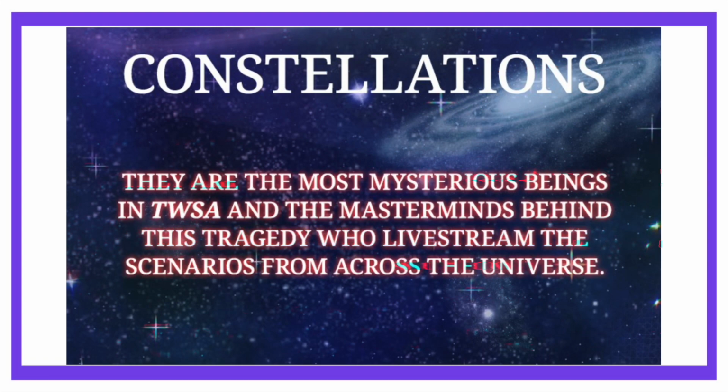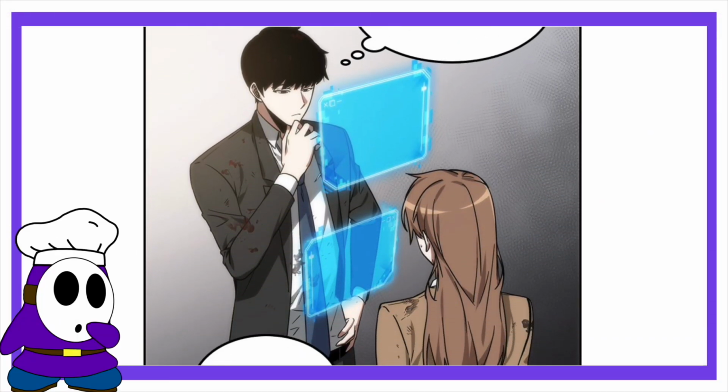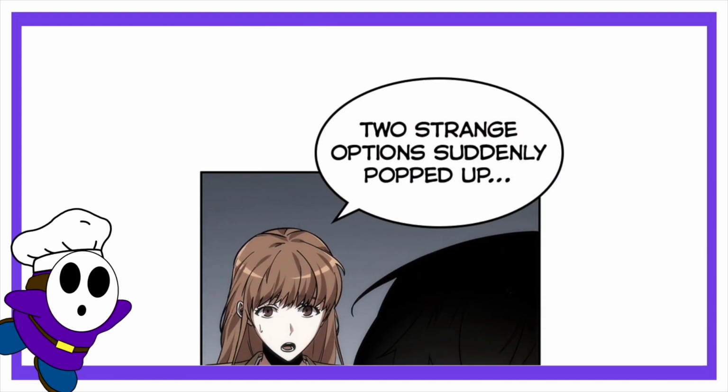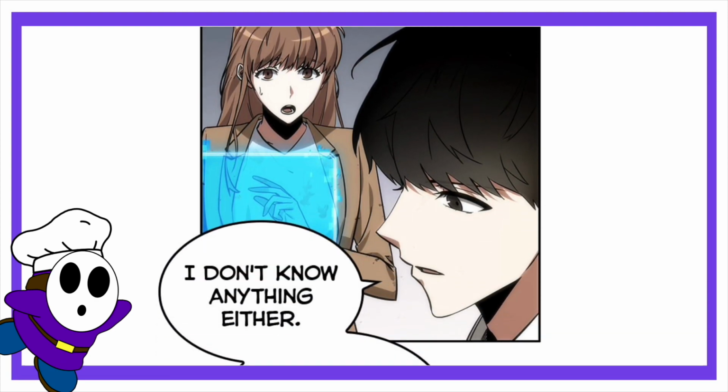Constellations. They are the most mysterious beings in 3 Ways to Survive the Apocalypse, and the masterminds behind the tragedy who livestream the scenarios from across the universe. Other than that description, constellations aren't really explained to us a bunch, and there's only really one other time when they are, and that's when Doja Kim talks about them.